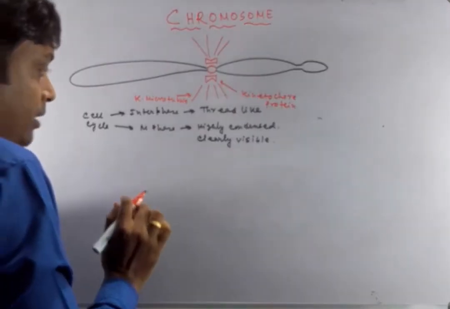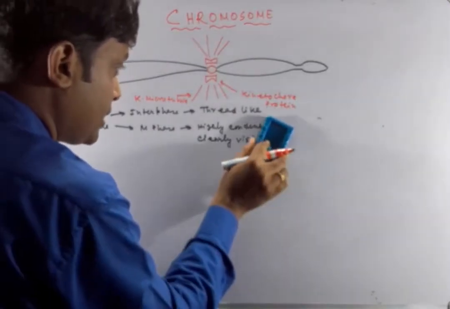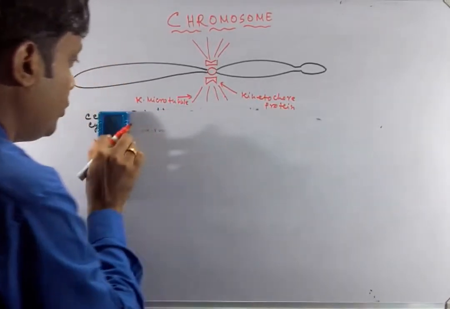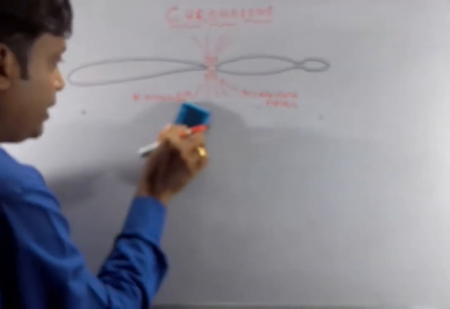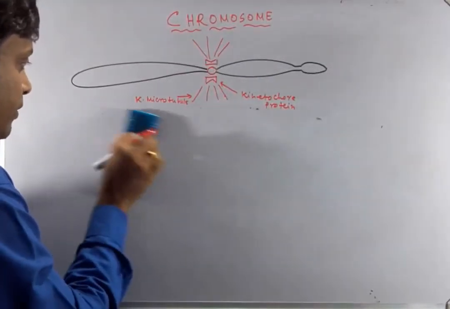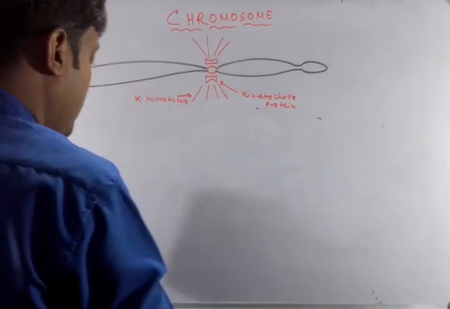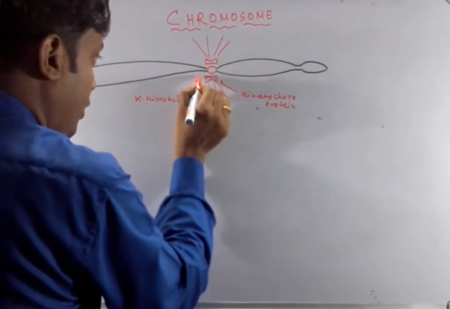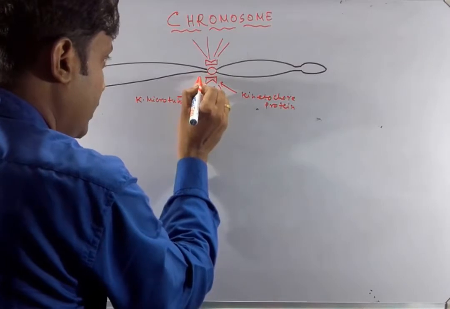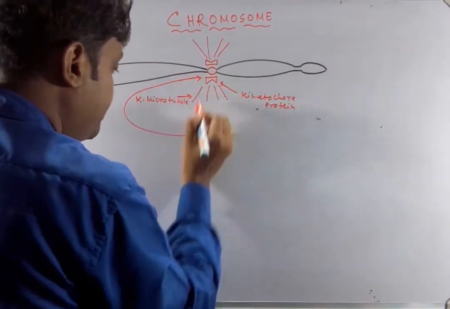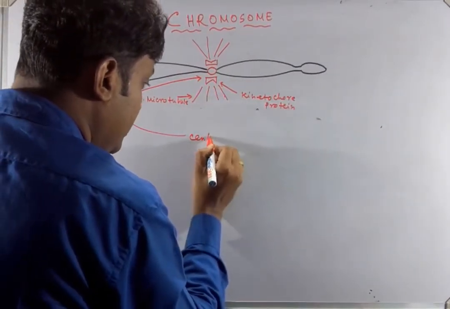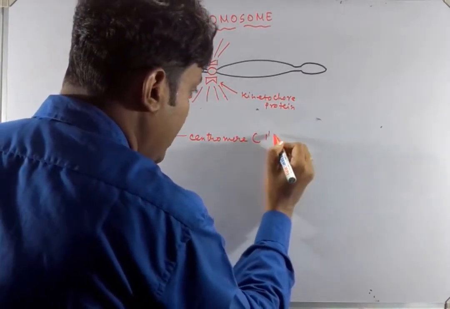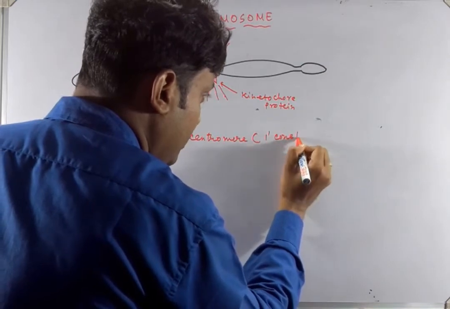Okay. In the primary constriction, the kinetochore proteins are attached, and during anaphase movement these kinetochore proteins will be very crucial, and this kinetochore microtubule also will be very crucial. So this is the primary constriction, or this is called the centromere. Okay, so this is called the centromere, or primary constriction. Clear?